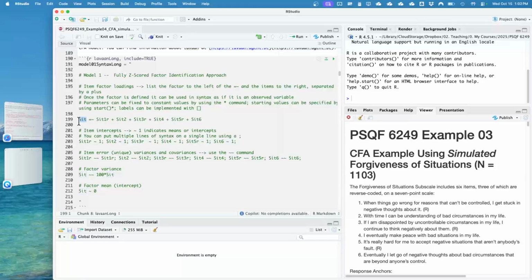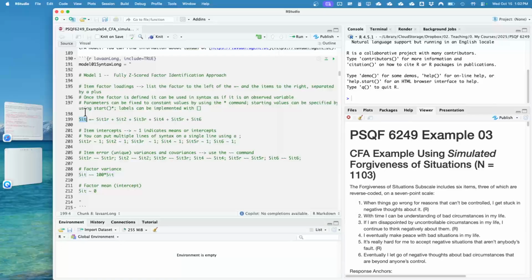Yeah, this is only one factor. So when we have more than one factor, we'll have another line, a different name for the factor, and then a different set of items that load onto it. The other thing I want to note here is that this looks like the sum of each of your items equals the factor. But don't be fooled. It's not. This is shorthand to keep you from having to write 6 different lines of code, I think.